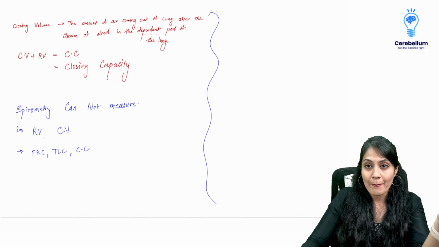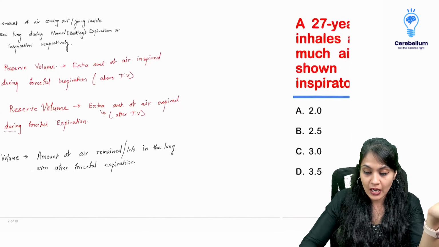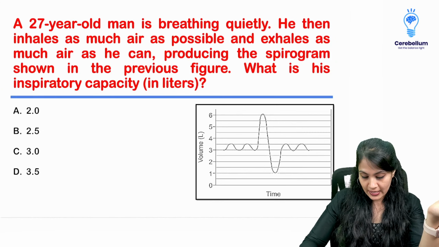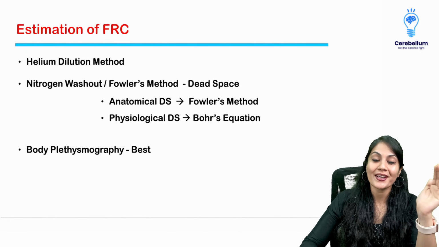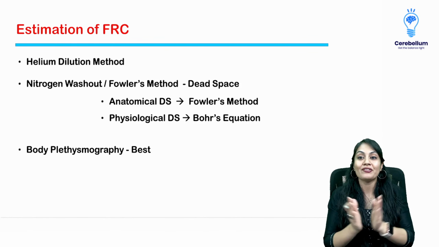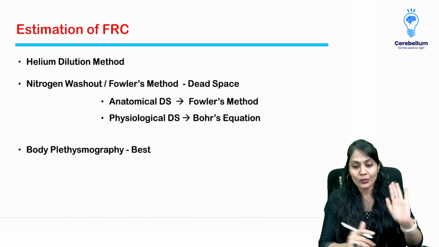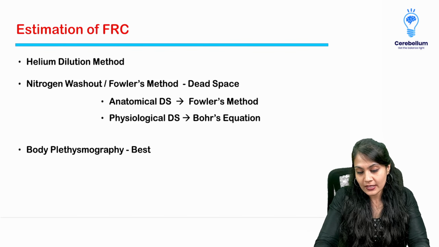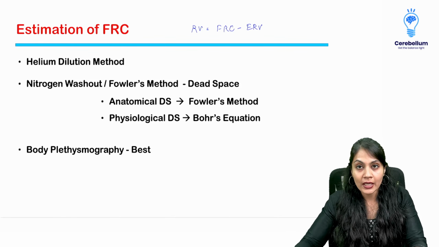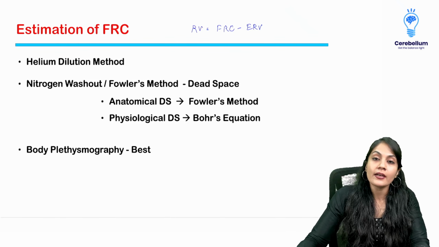RV, there must be some method by which I can measure the RV. No, there is no method as such with which I can measure the RV, but yes, I can measure the FRC. And if you know the FRC and the ERV, do the formula: FRC minus ERV, you'll get the RV. So direct method, you cannot get the RV.